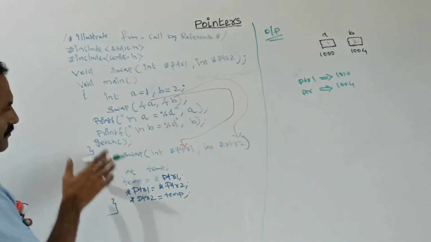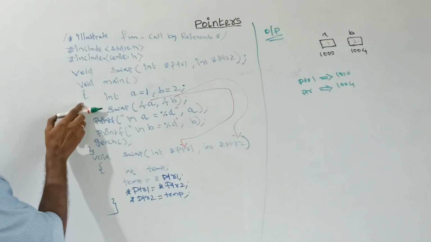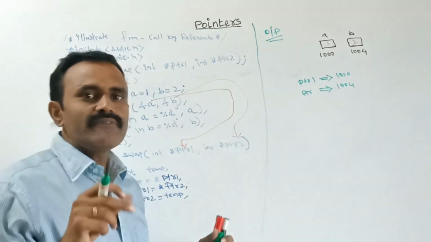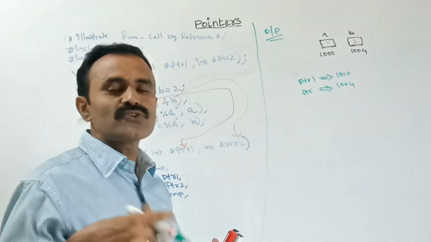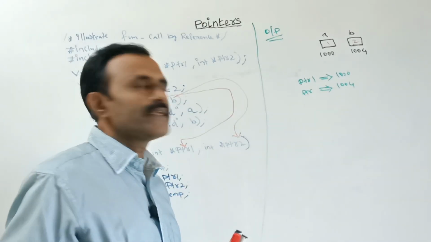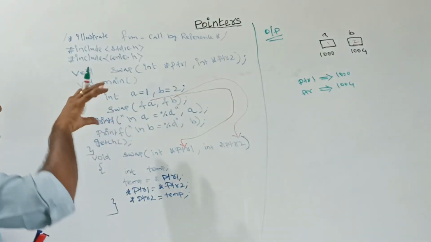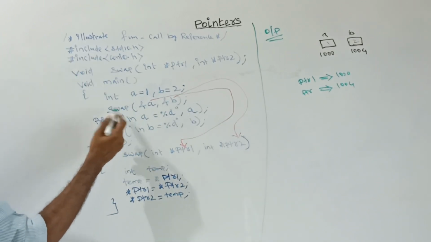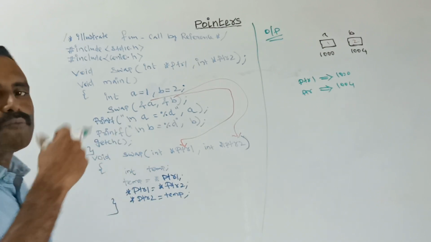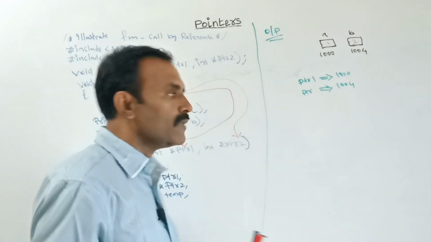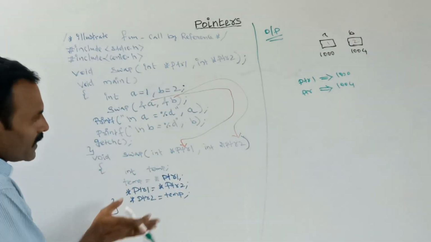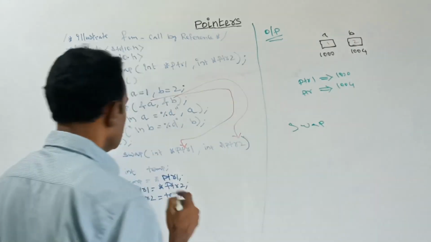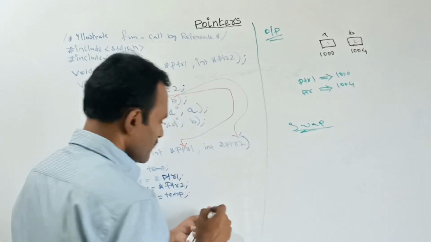This function has no return type, because I created it as void. Void means there is no return type. If there were a return type, we would have to declare a variable and get that return value. Since there is no return type, I am simply calling the function and passing the address of those variables. So this is the user defined function swap.